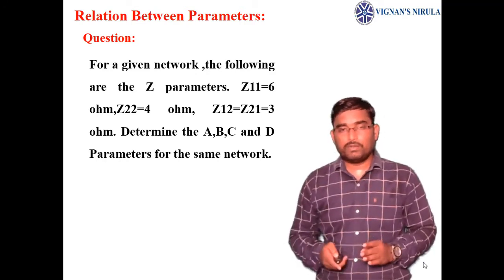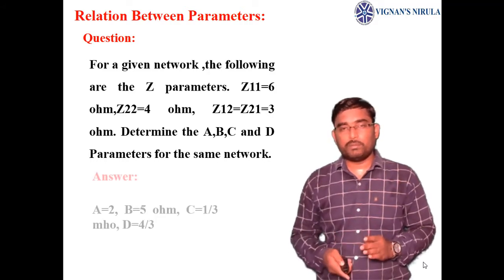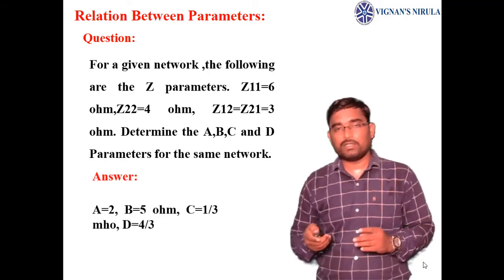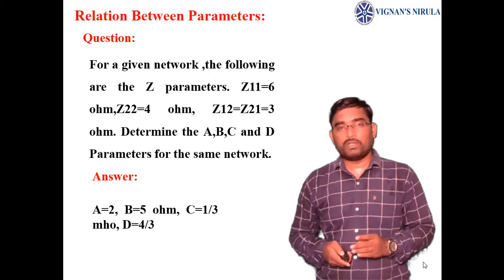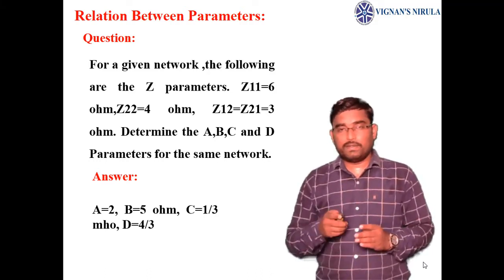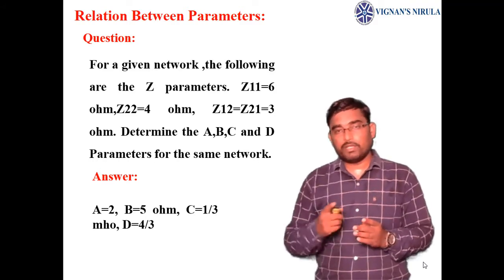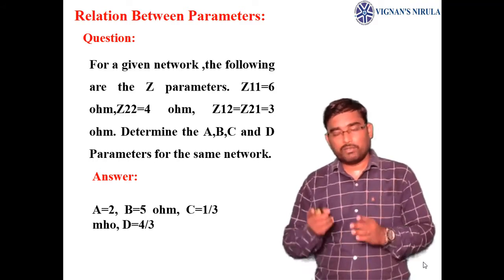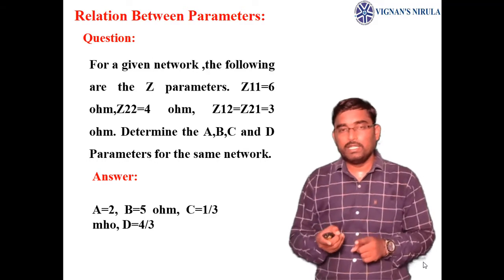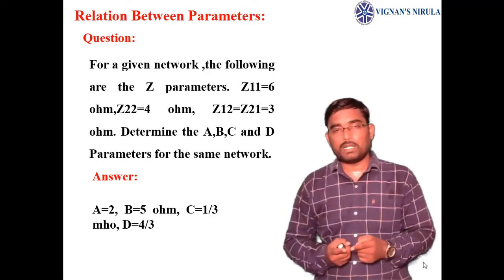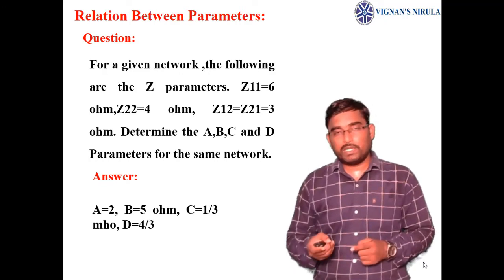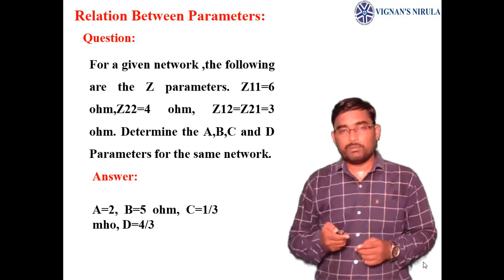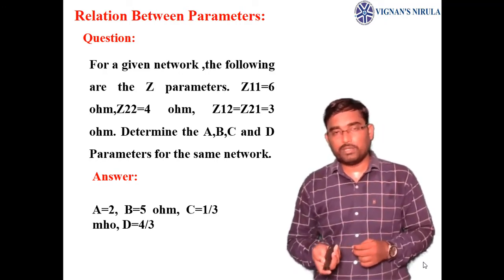So for this we need the relation between ABCD parameters and Z parameters. We already have the relation between them. Of course, we have derived Z in terms of ABCD. If you apply the same process, we can get the ABCD parameters in terms of Z parameters. So by using those relations, we can find A in terms of Z, B in terms of Z, C in terms of Z, D in terms of Z.